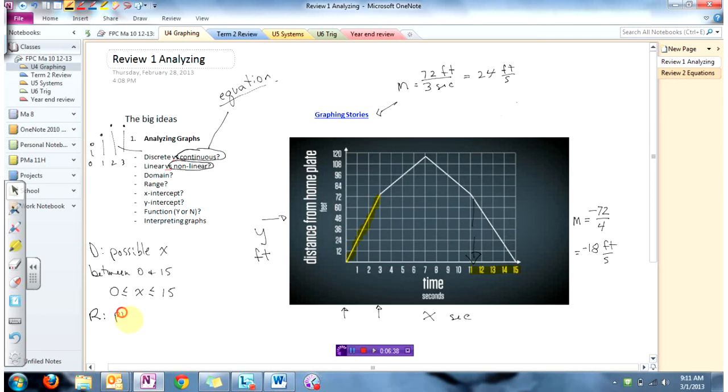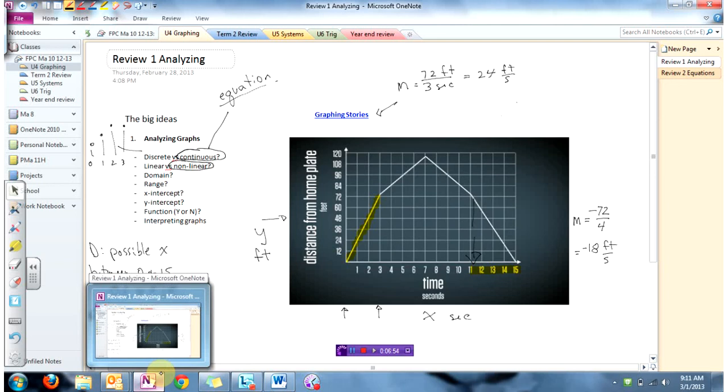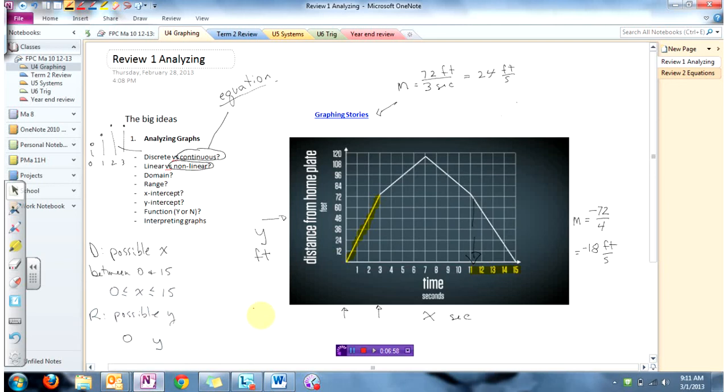Range would then be the possible, or the set of possible y-coordinates. Take a look and see if you can figure out what the range would be of this. What would be the smallest y value? What would be the highest or the largest y value? Now you'll see the largest y value is way up at the peak here. It occurs around 7 seconds. It's kind of hard to tell with this scale what it is. So it's between 108 and 120, a little closer to 120. Why don't we say 115?